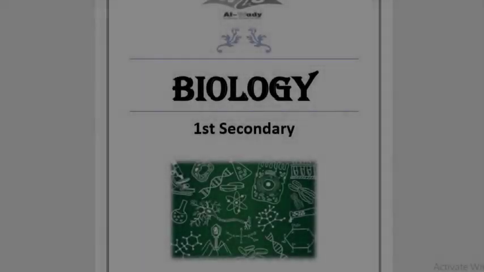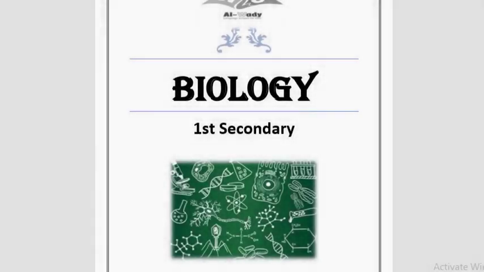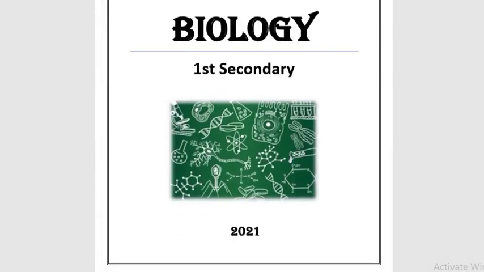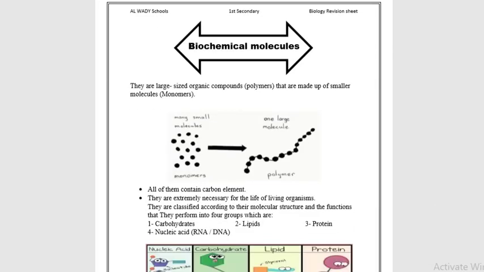Today we will start our revision about biology for secondary one. First, we will talk about biomolecules or biochemical molecules. They are large organic components called polymers, like we show here in this diagram, which are made up from smaller molecules called monomers.